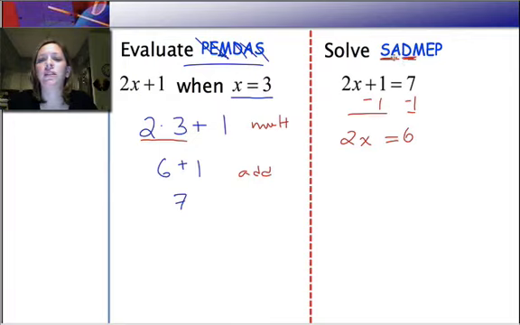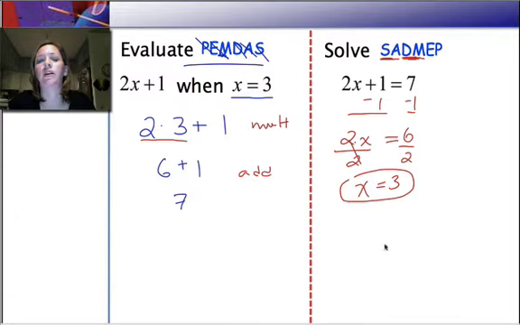Then I'm going to undo any division or multiplication that I see. Well, there's no division, but there is multiplication. So I'm going to undo the multiplication by dividing. We'll divide both sides by 2. 2 divided by 2 is 1. So we have 1x, or just x. And 6 divided by 2 is 3. Now we can always plug that back in and check it, but oh wait, I already did that over here, right? x is 3, 2 times 3 is 6, 6 plus 1 is 7. That's a check. Alright, so now you kind of see how to use SADMEP to help you know what operation to undo first when solving an equation. But let's look at a few more examples.